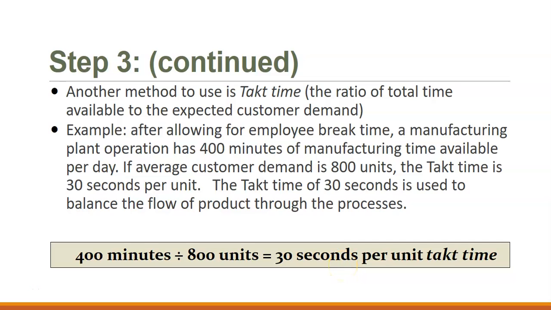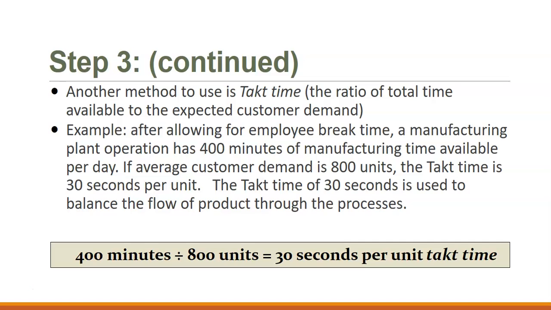Another method to look at for constraints is the takt time, which is the ratio of total time available to meet the expected customer demand. So in this example, we have an employee break time. Our manufacturing plant operation has 400 minutes of manufacturing time available per day. If average customer demand is 800 units, the takt time is 30 seconds per unit.